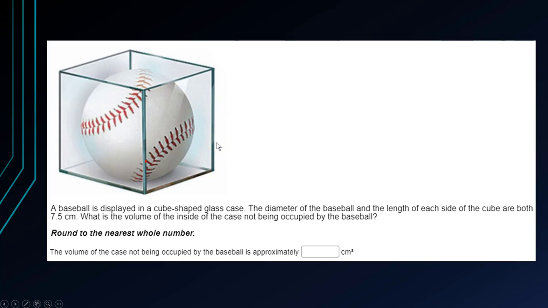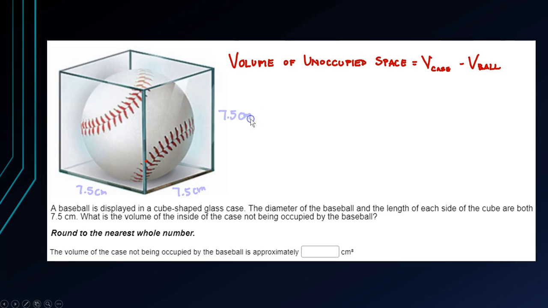And what they're asking you to do is figure out how much of the space inside of this case is unoccupied. So note that the volume of the unoccupied space is the volume of the case minus the volume of the ball. The case is 7.5 centimeters by 7.5 centimeters by 7.5 centimeters, which means that the volume of the case would be me cubing 7.5, which gives me 421.875 cubic centimeters.